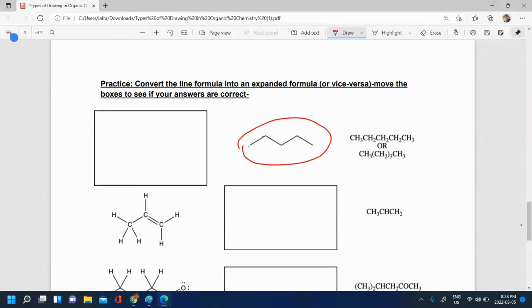We have 1, 2, 3, 4, 5 carbons. So I'm just going to connect 5 carbons first. I'll make my parent chain. That's 3, 4, 5. And then basically the ends, I need to have 3 H's on all of them, and the rest is basically 2. So there's my H's. Notice I'm just completing these to get the 4 bonds on each carbon. The more practice you do, the quicker you'll get.